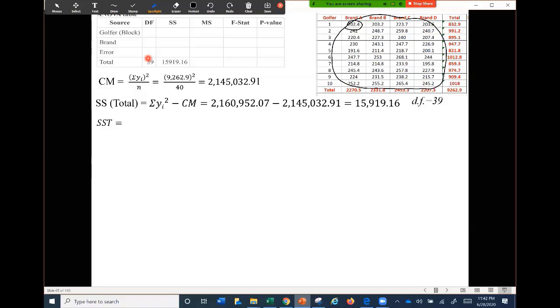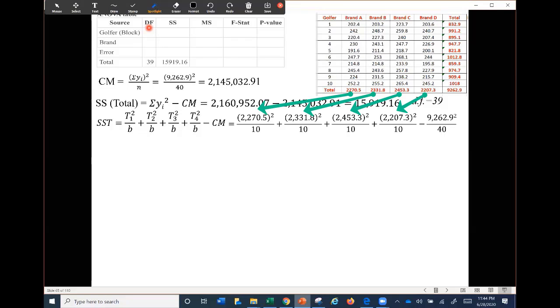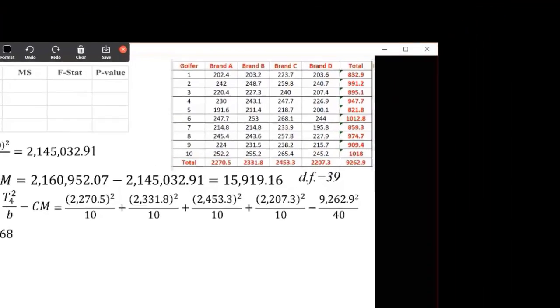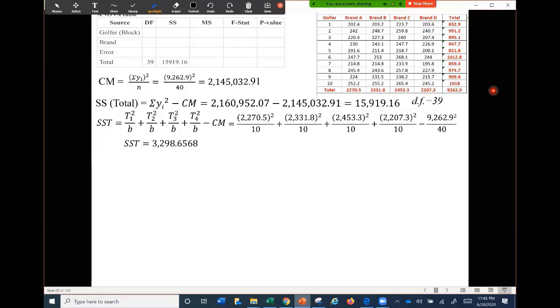Then let's compute the sum of squares for treatment. That is the shortcut formula, and let's substitute in this formula all sums, and in this case B will be the number of golfers that corresponds to all the values that we have to add for brand A. And when we do all of these operations, the sum of squares for treatment is 3,298. And the degrees of freedom in this case, because we use basically only 4 values and one mean, the overall mean, the degrees of freedom for treatment will be 4 minus 1, which is equal to 3.